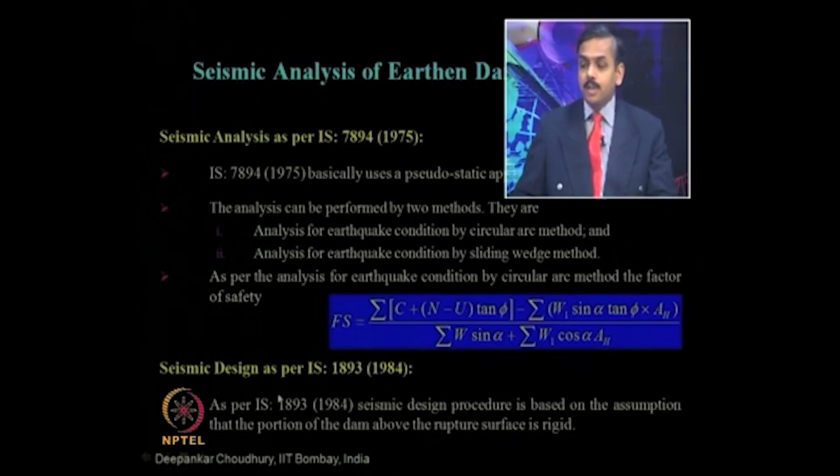And what is the seismic design criteria as per IS 1893? As I said, 1984 is the latest version for the geotechnical structure design till date. The seismic design procedure is based on the assumption that the portion of the dam above the rupture surface is rigid. Okay?